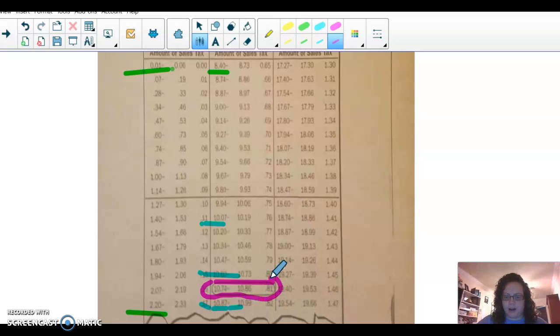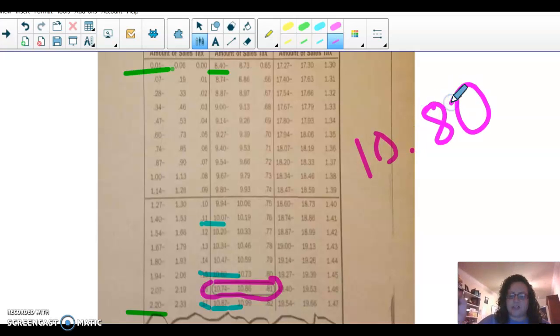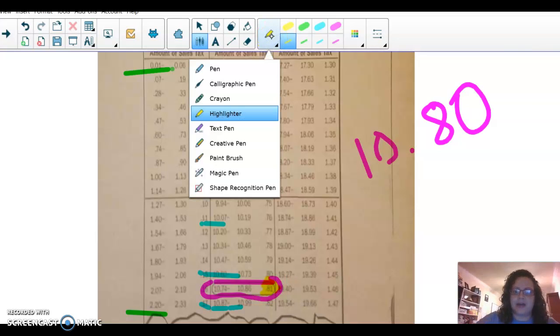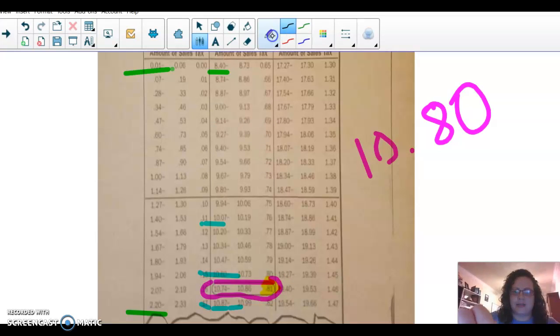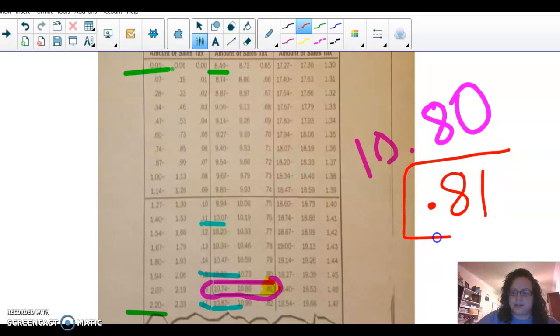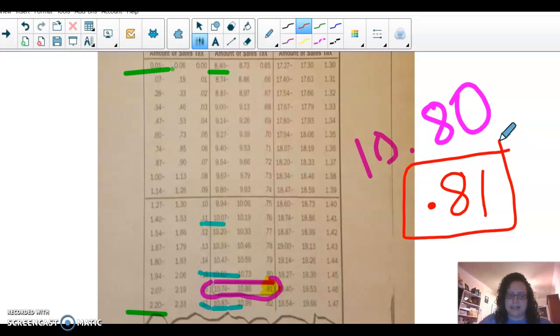And it says from $10.74 to $10.86. So our $10.80 is going to be within that range. So that's how we know that that is the range that we're looking at. And then that last number is our tax, and that says 0.81. So that is actually the amount of our tax. Our tax is going to be 0.81. So 81 cents is our tax for a book that costs $10.80.